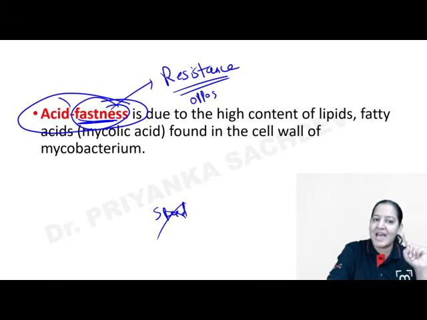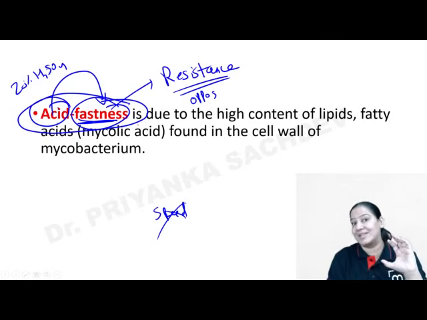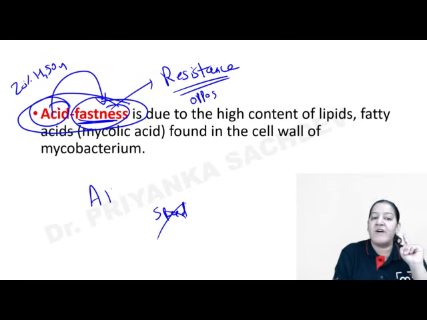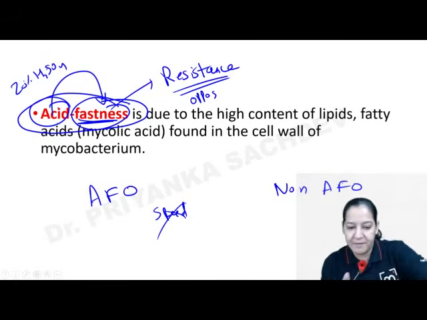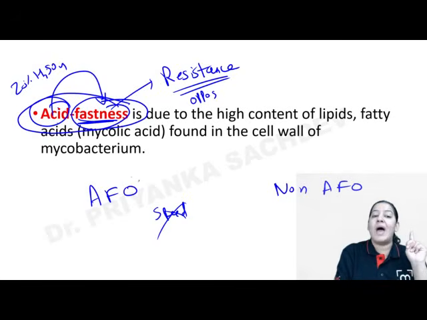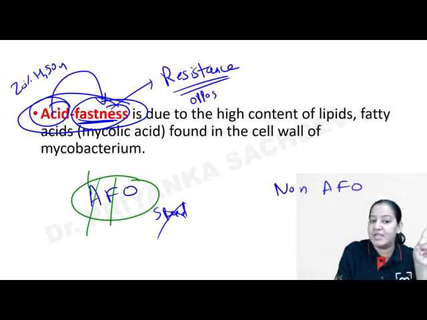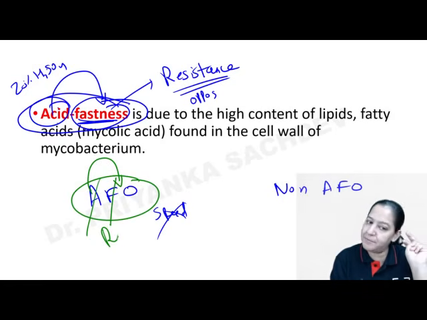So here the word is acid fastness. So the bacteria resist acid. Which acid? 20% H2SO4. So 20% H2SO4 is the acid to which the bacteria are resistant. That's why they are acid fast organisms. Acid fast organism and non-acid fast organism, these are the two types of organism I taught you in the end. So acid is 20% H2SO4. They are fast for that, means they resist that. So since they resist that, they are resistant to decolorization and they take the primary stain.